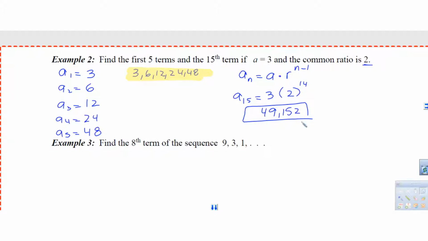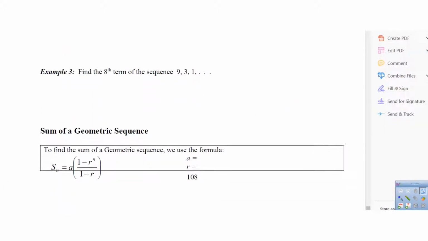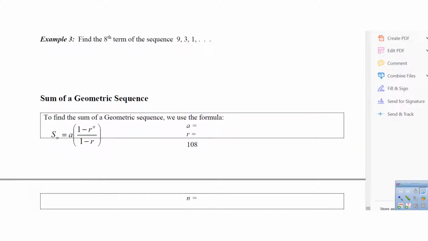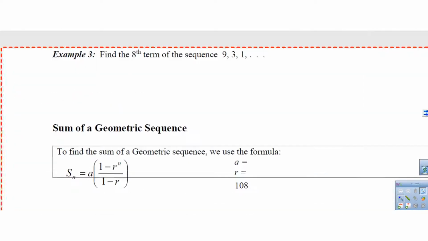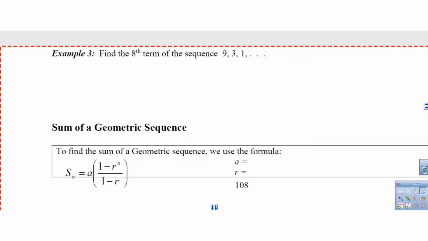Example 3. Find the 8th term. Everybody stop right here. If this is on the final, what's the first thing I want you to do? Determine if it's arithmetic or geometric, because we don't know, right?